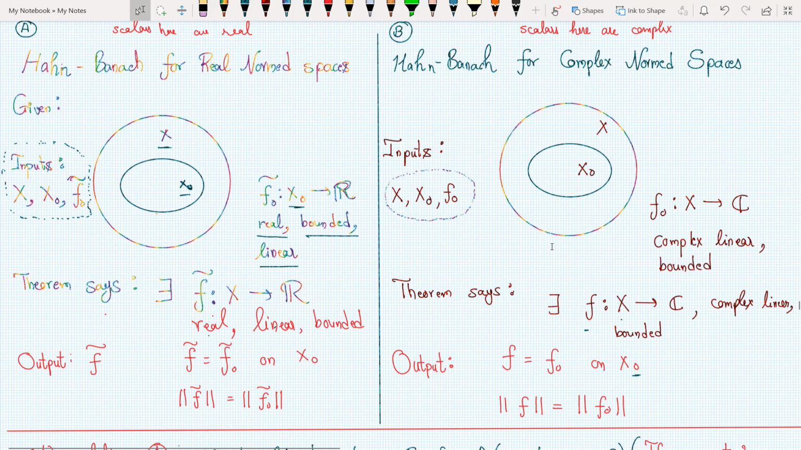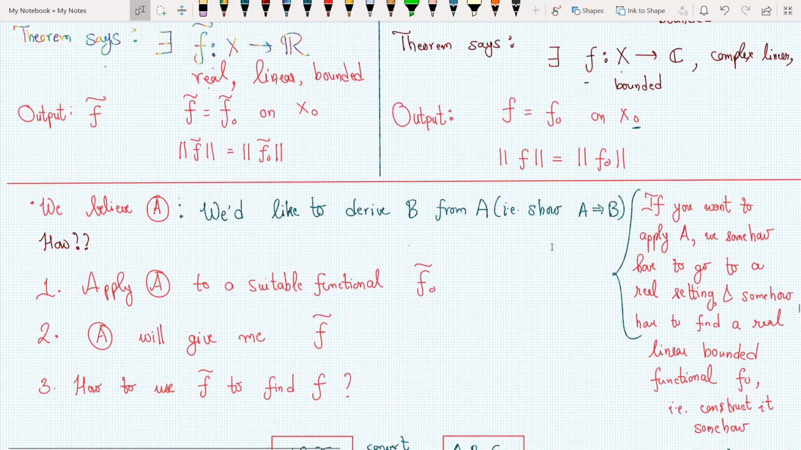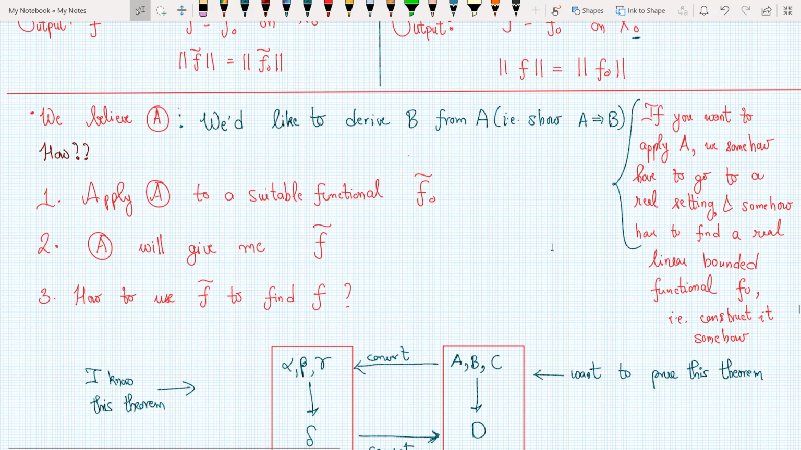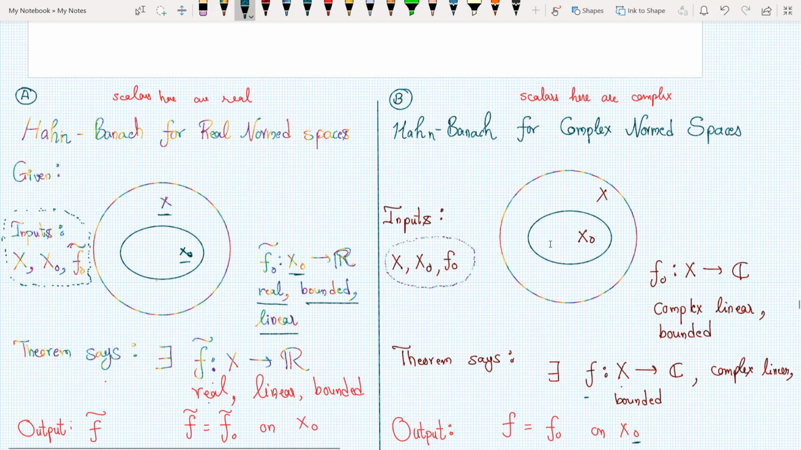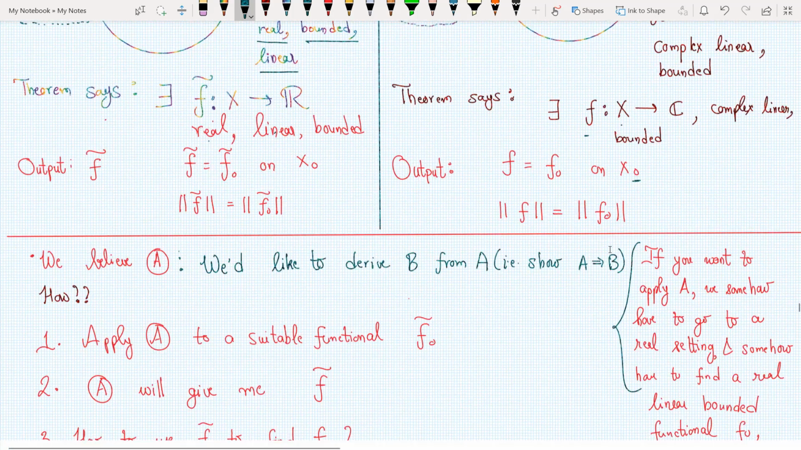Now, the way in which we do these kinds of proofs is that, if you look at this diagram, I know this as the truth, and using this, I want to prove this. So this is the knowledge that I already have, and using this knowledge, I want to prove this theorem, the Hahn Banach for complex norm spaces.